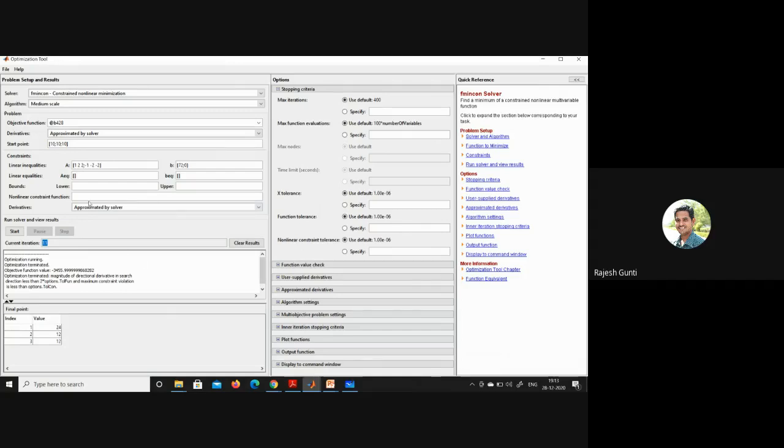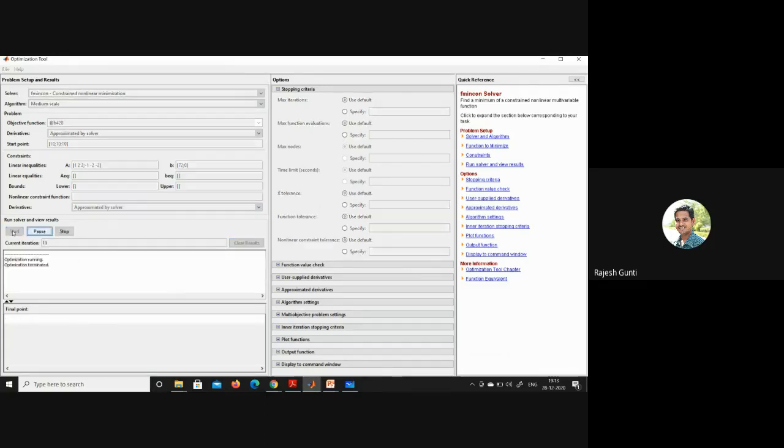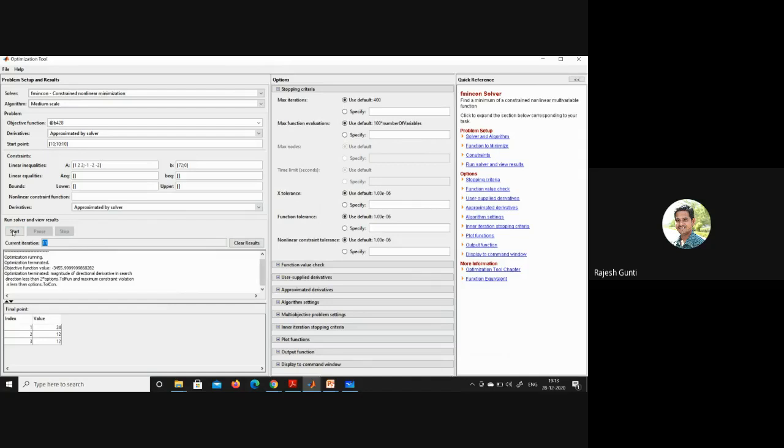Like this here, we didn't mention any value. The non-linear constraint we kept empty. We can give empty braces also, not a problem. Empty braces, we'll check it. Yes, not a problem. Here we should not give empty braces; this we have to keep empty.